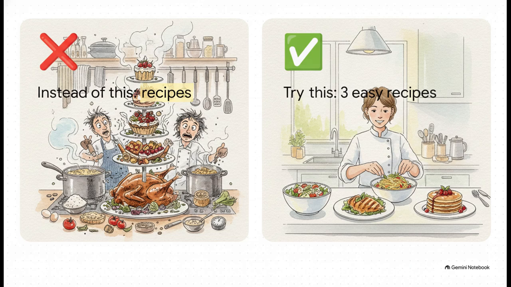It's exactly like saying, "I want food" to that waiter. The AI might respond with a complicated 5-course French meal that takes 6 hours to cook. But instead, try something like this. Give me 3 easy dinner recipes for one person that take less than 30 minutes. Now that is an excellent order. You aren't leaving anything up to chance. You are telling the AI exactly what you are hungry for.